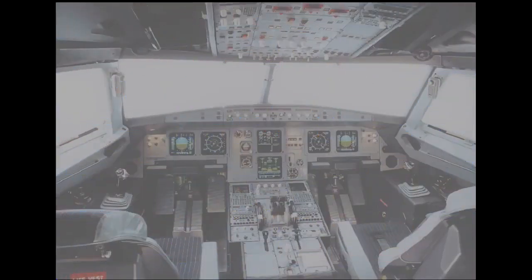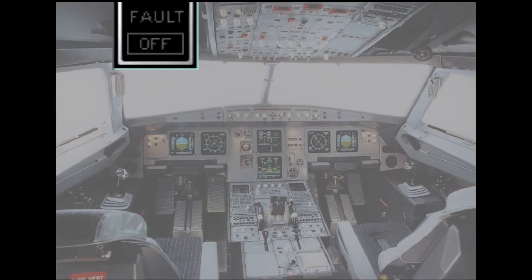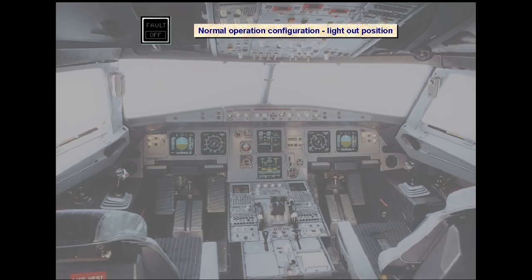For the majority of the switches on the overhead panel, the push-button switch logic is: normal operation configuration, no light showing, the lights out philosophy. Abnormal condition, amber fault light. This assists identification of the switch associated with an abnormal condition.